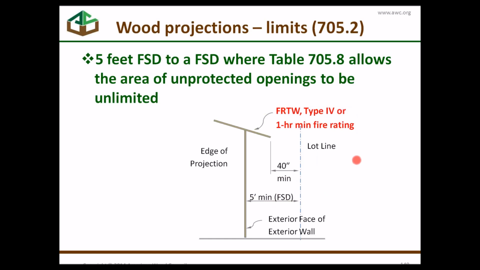But when you get, I take that back. I think I misspoke. This would be from 5-foot fire separation distance to the point over here where unprotected openings are allowed to be unlimited for your exterior wall requirements. Once you get past that, then none of this is required. Okay, so I misspoke at the very beginning there. Between 5 feet and the point where unprotected openings are unlimited, you still have to have this protection.